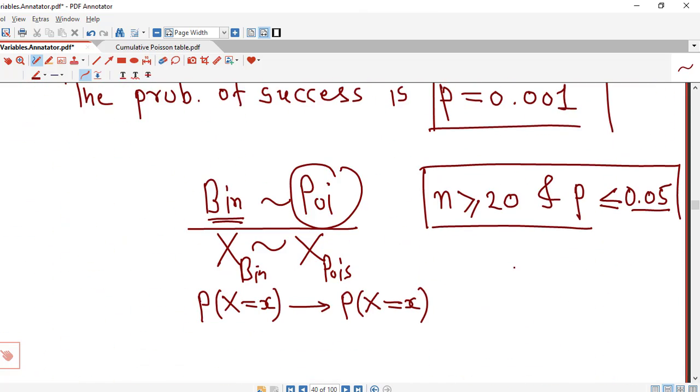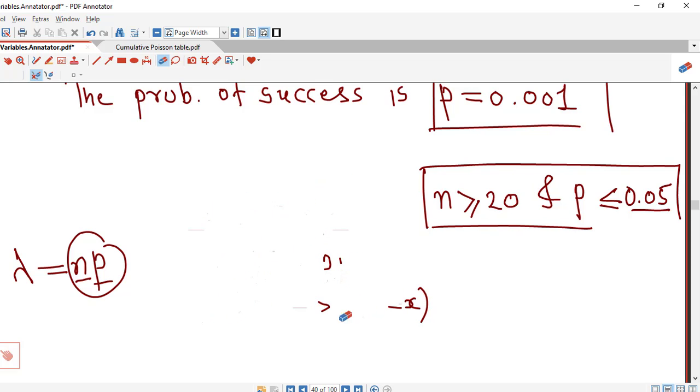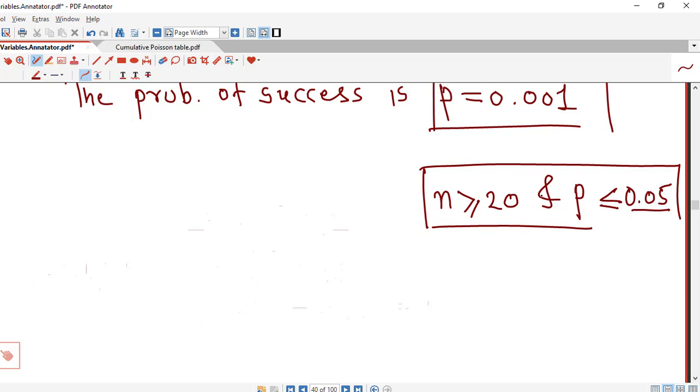Instead of that, we will approximate binomial distribution using Poisson distribution with mean of Poisson random variable as lambda equal to n into p, that is number of individuals into probability of success. So this is the problem of Poisson approximation to the binomial distribution, and this is an acceptable rule of thumb. We will remember this rule, in which case Poisson approximation is good to binomial distribution. So if n is greater than or equal to 20 and probability of success is less than or equal to 0.05, then Poisson distribution is a good approximation to binomial distribution.